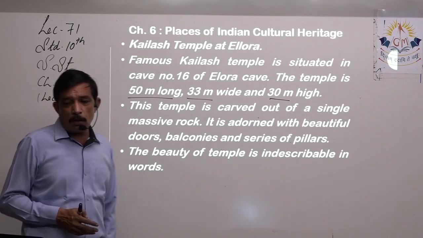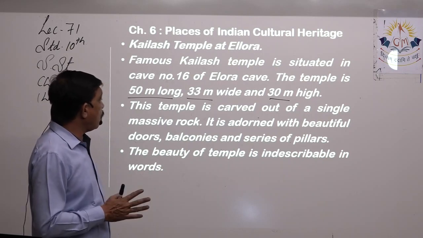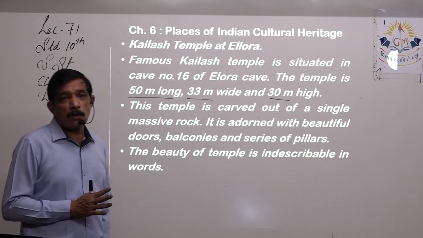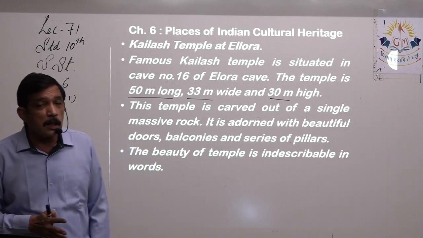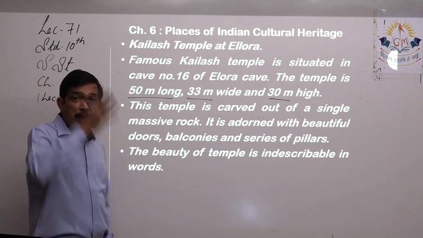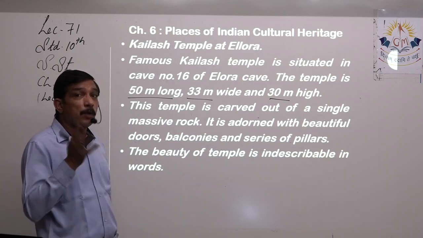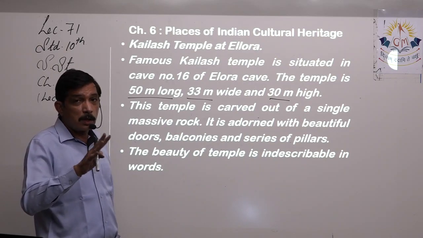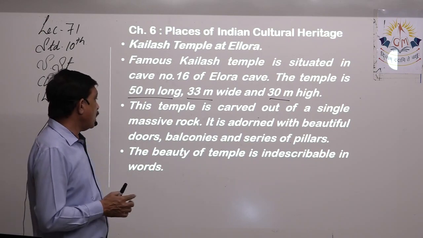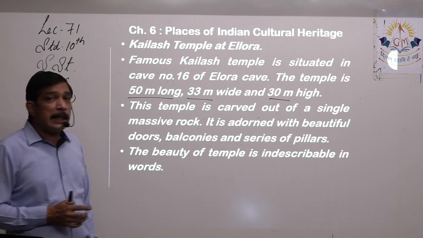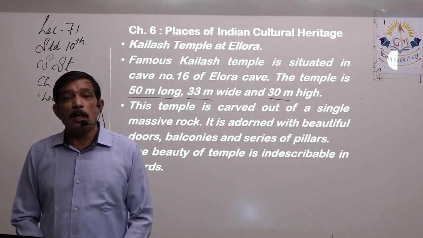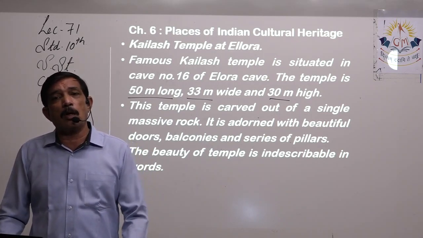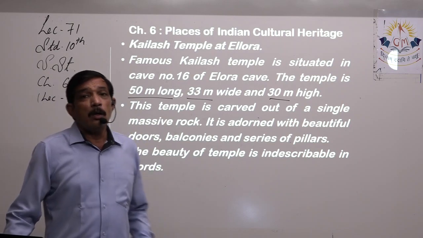It is adorned with beautiful doors, balconies, and a series of pillars. Beautiful doors are carved out of stone, beautiful balconies are there, and a series of pillars as if supporting the structure, but actually they are part of the rock. The beauty of the temple is indescribable in words. It's such a beauty that you just cannot describe it in words.